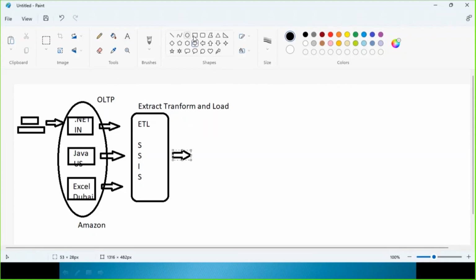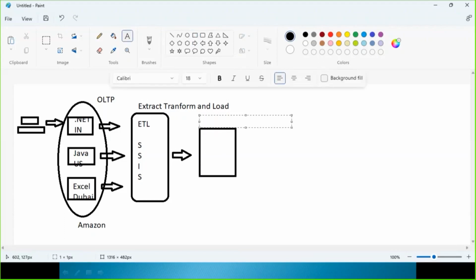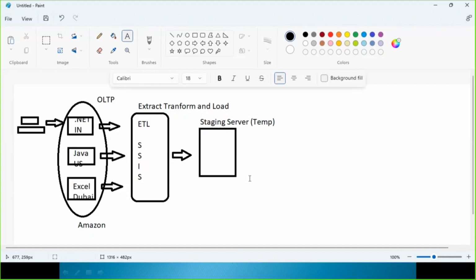I can get all the data and I will keep all the data into one server. This server is called a staging server. All the data will be going to one server. That server is staging. Staging means temporary. It is not a permanent server. It is a temporary server.